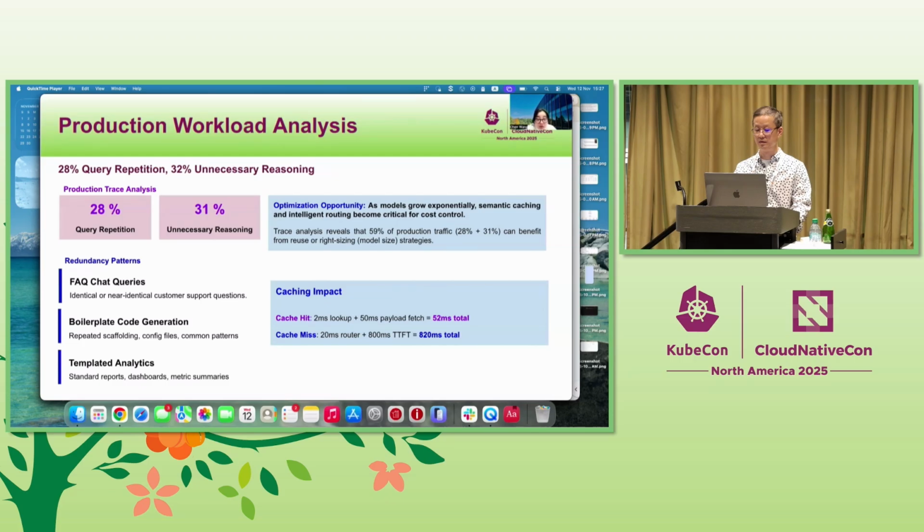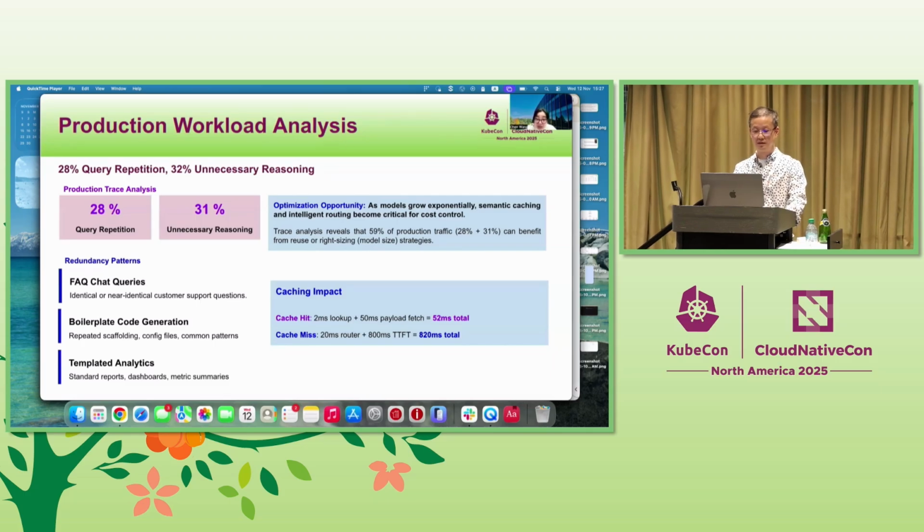As models continue to grow exponentially, these semantic inefficiencies become critical cost drivers. So the data is the foundation for our entire approach. If we can fix those problems, repetition and unnecessary reasoning or unnecessary large models, we can unlock massive efficiency gains. So that's all the data and experiments I would like to share today.